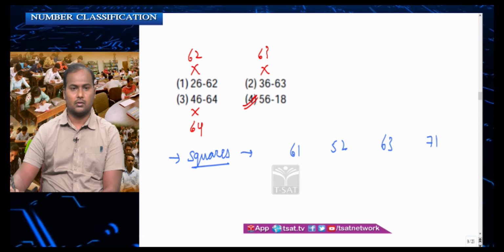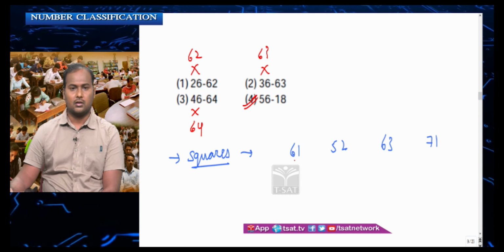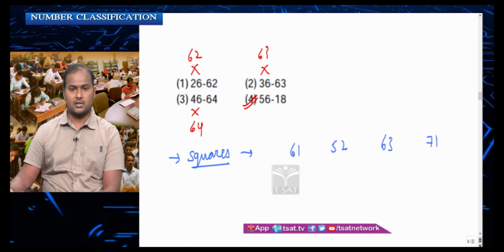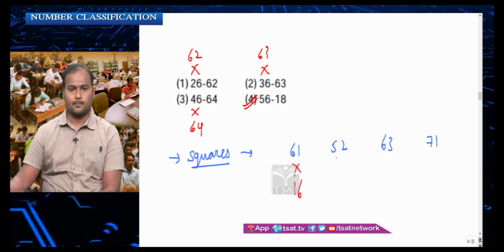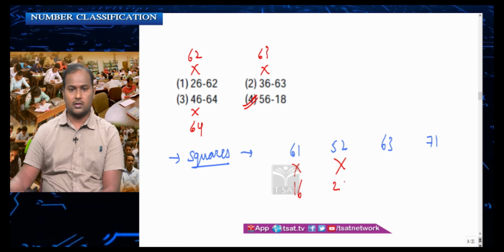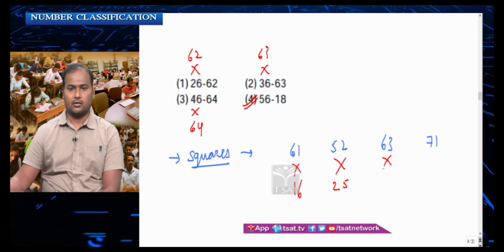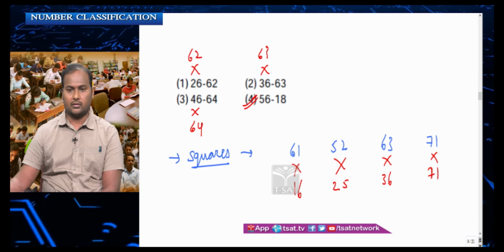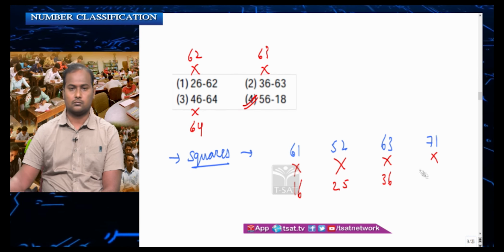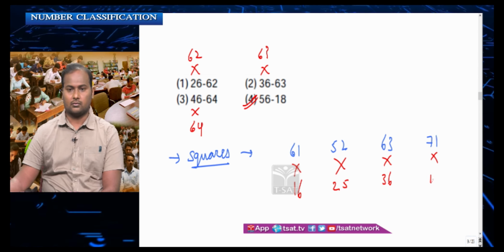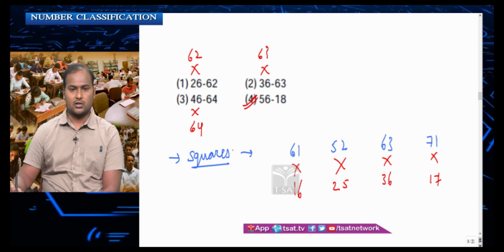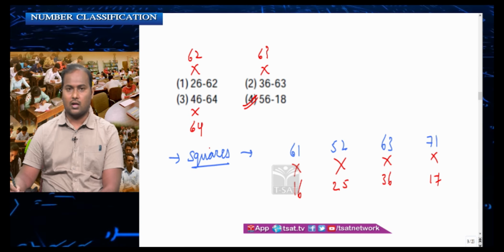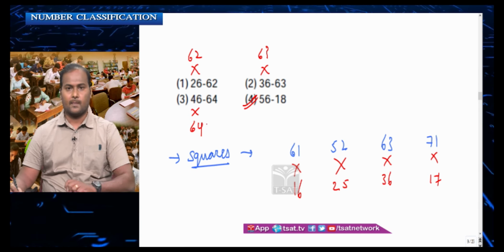The moment you see here, we can clearly observe that these values are squares with interchanged digits. For example, 61, if you interchange, you will get 16. 52, you interchange, you will get 25. 63, you interchange, you will get 36. But 71, if you interchange, you will get 17. See here, the squares are inverted. Not only will the numbers invert, he will invert the square values as well. So students need to remember this too.